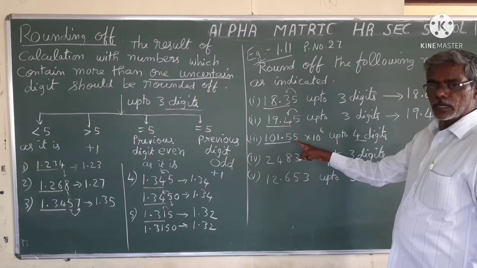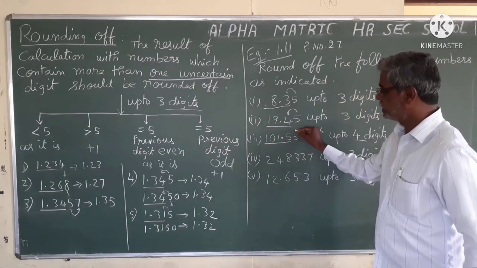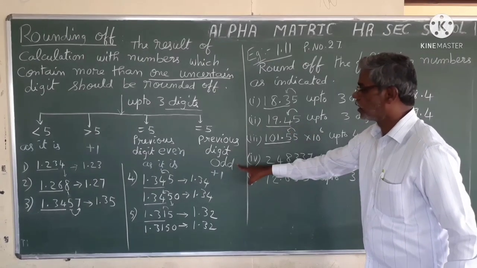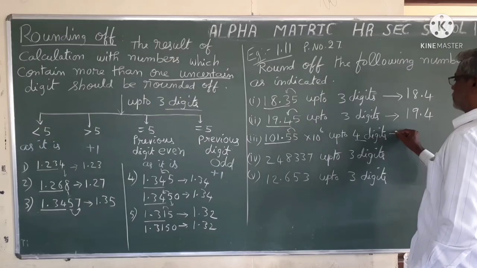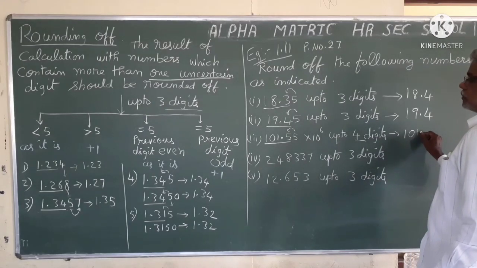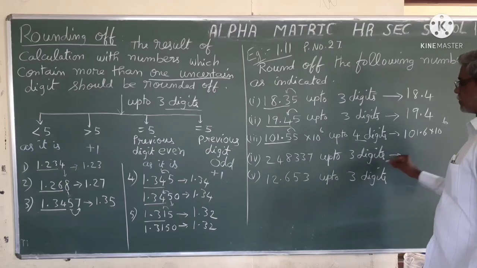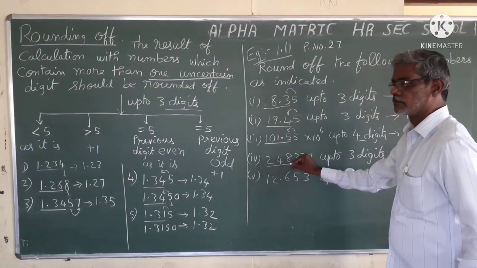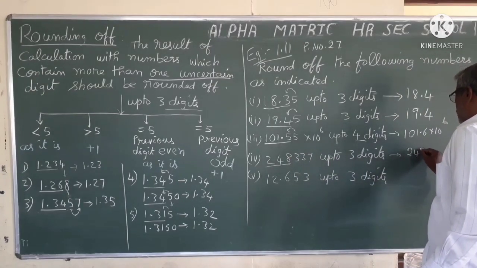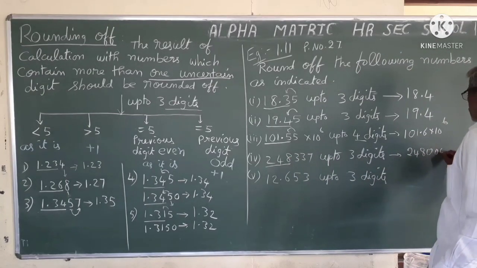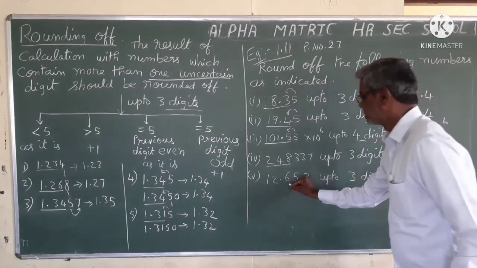Last digit is what? 5. That should be dropped. 5. Previous digit odd. That means we must add 1. So 101.6 into 10 power 6. Up to 3 digits. The whole number means we must write 3 digits followed by zeros. Next, up to 3 digits.